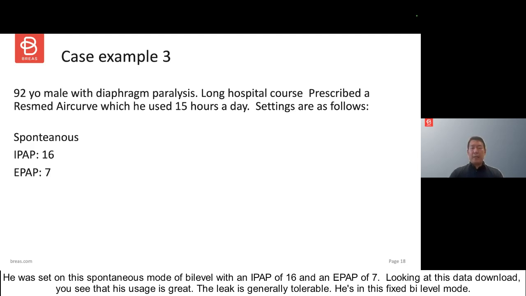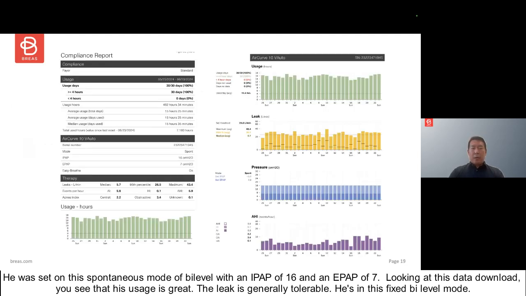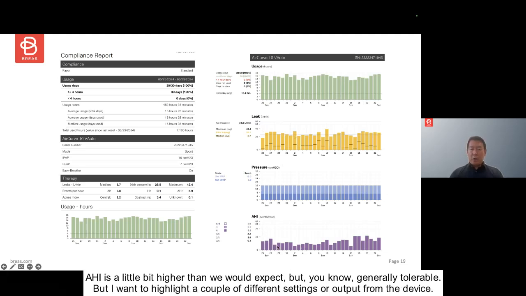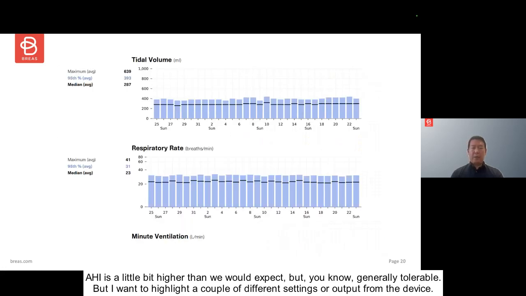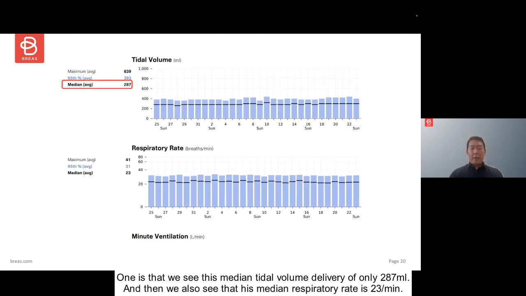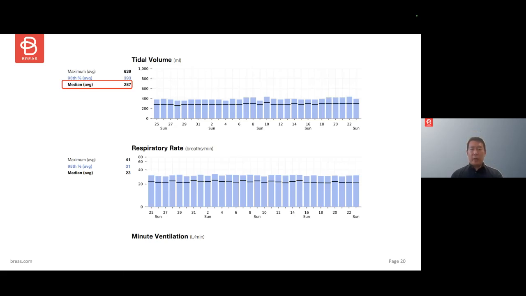And so looking at this data download, you see that his usage is great. The leak is generally tolerable. He's in this fixed bilevel mode. AHI is a little bit higher than we would expect, but generally tolerable. But I want to highlight a couple of different settings or outputs from the device. One is that we see this median tidal volume delivery of only 287.